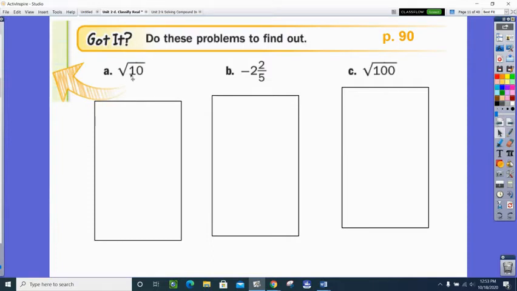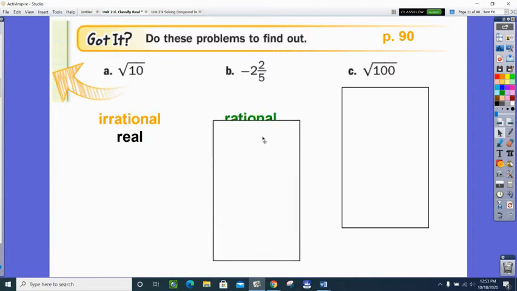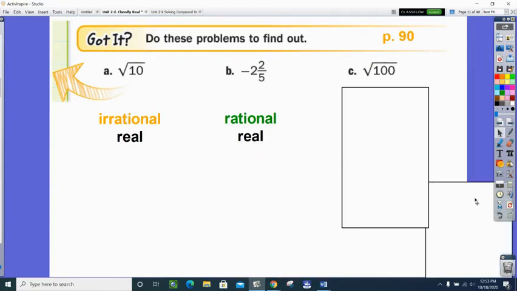Okay, so the square root of 10 is not a perfect square. So it is going to have a decimal that does not terminate and does not repeat. It's going to be irrational, and the group above is real. Ooh, here is a mixed number, a fraction. If you look back at our table, it is part of the rationals, and up above that is the reals.